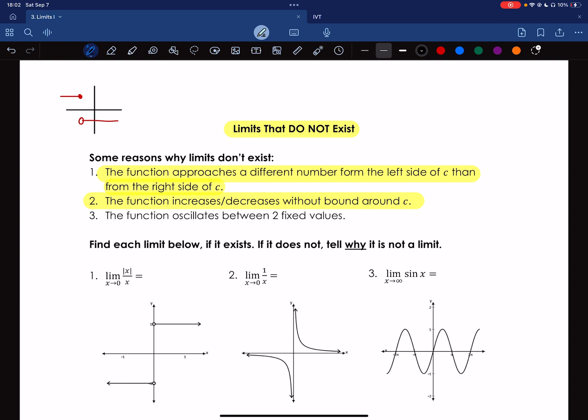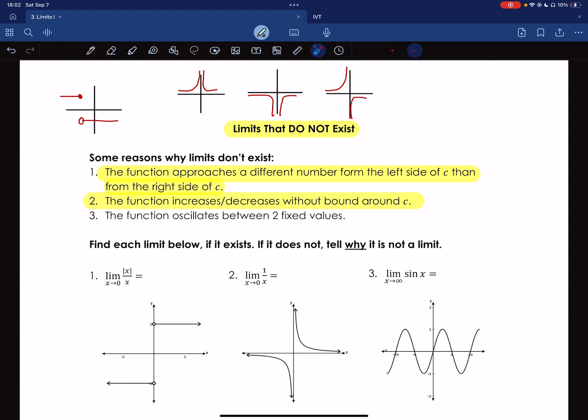There are three different ways that this could look. The first way could be something that goes like this. As we're approaching 0, both sides are going up. It could be something like this. As we approach 0, both sides are going down. And then as we approach 0, one side could go up and one side could go down. All three of these don't exist.